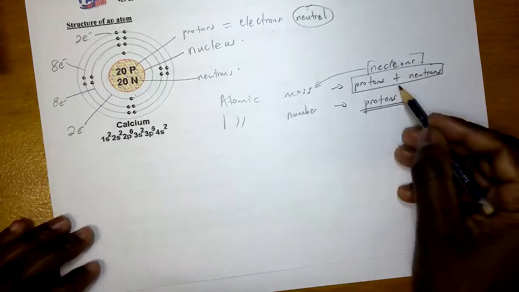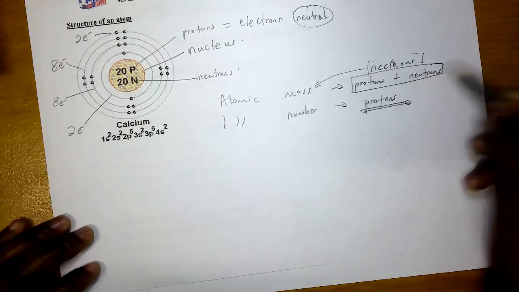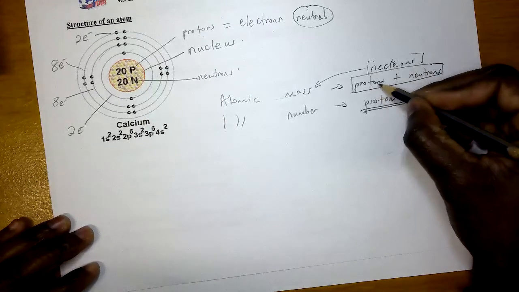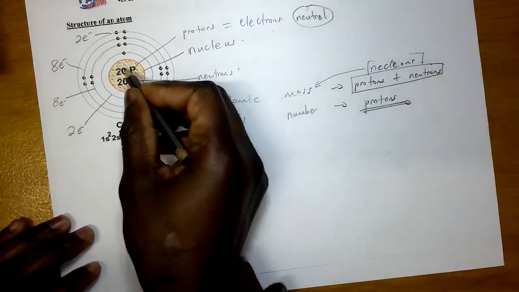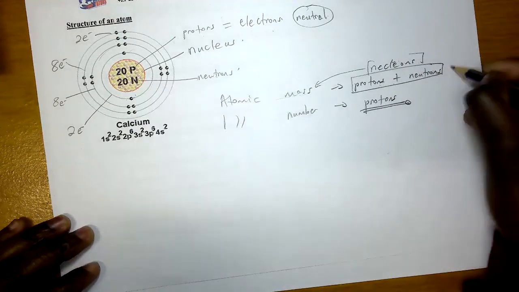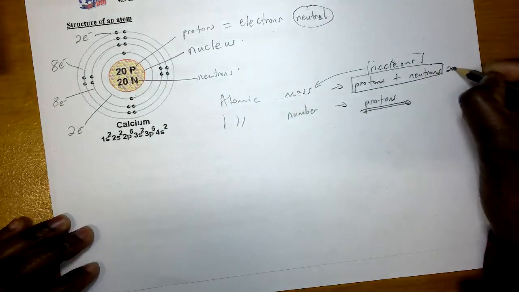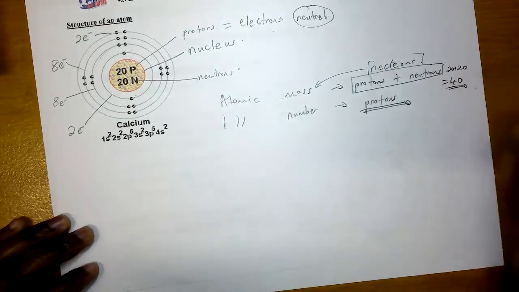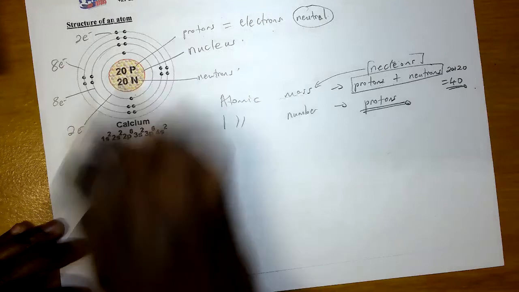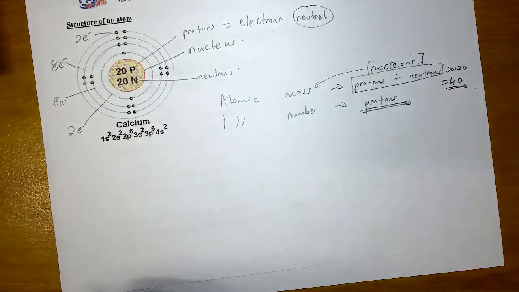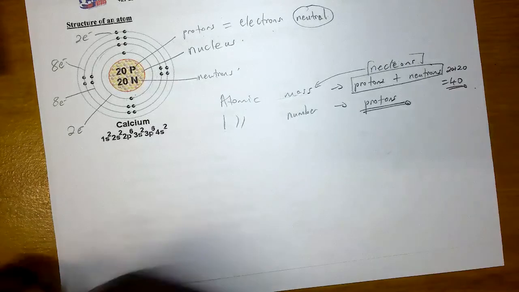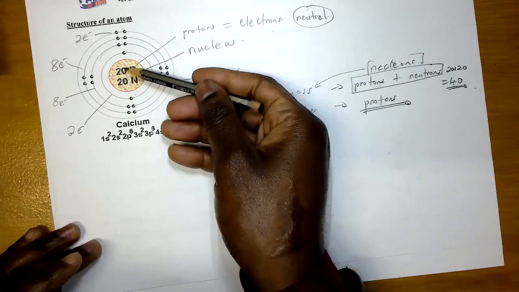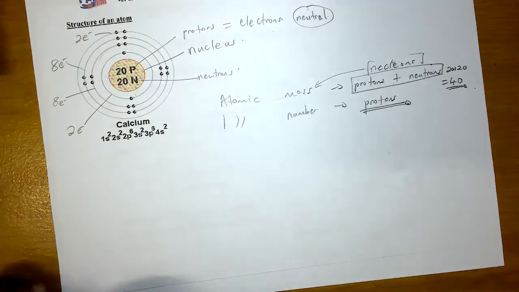So atomic mass, what do we know? We know that it's the number of protons plus neutrons. So in this case, we've got 20 plus 20, giving us 40. So the atomic mass, or molar mass, of calcium is actually 40. That's what we must know, because we are adding protons plus neutrons.